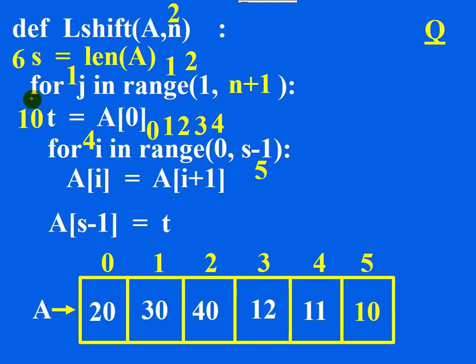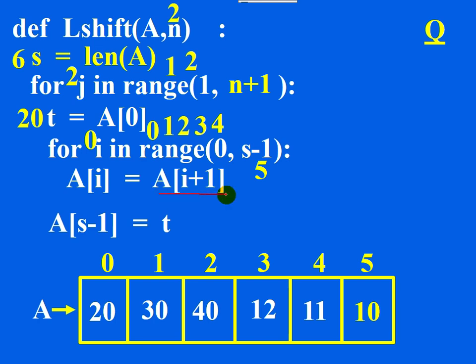Now this for loop did not finish execution. J takes the next integer in the range, 2. So now your variable J contains 2. So now this piece of code will shift the elements by 1 more position to the left. So altogether 2 positions. Okay. Now A of 0. What is A of 0? 20. So your variable T contains 20. For I in range, so I takes the first integer in the range, that is 0. So your variable I contains 0.